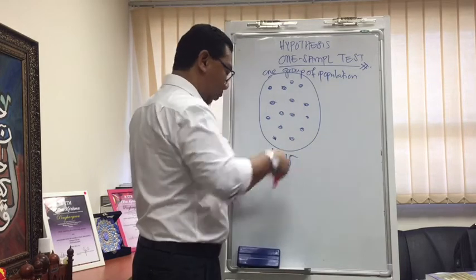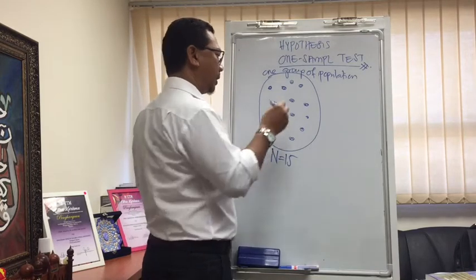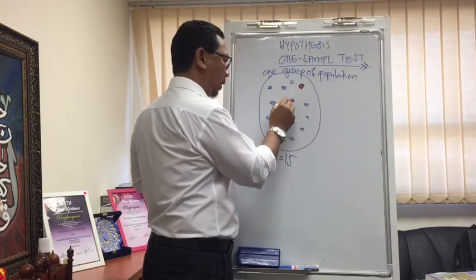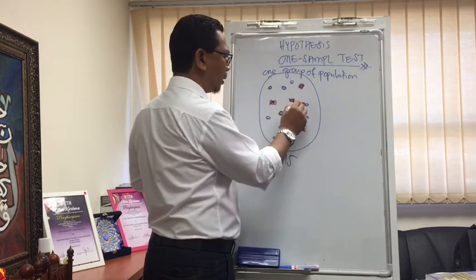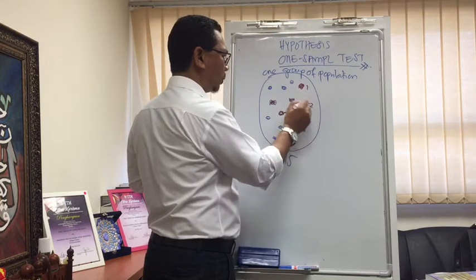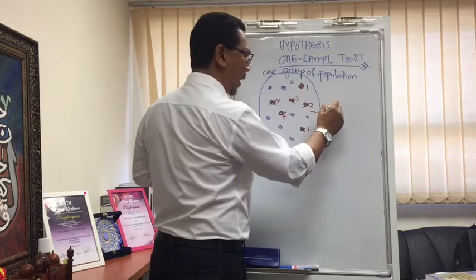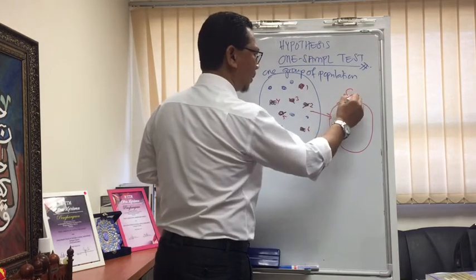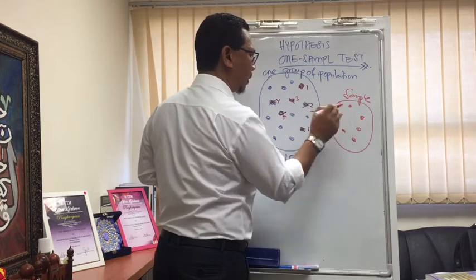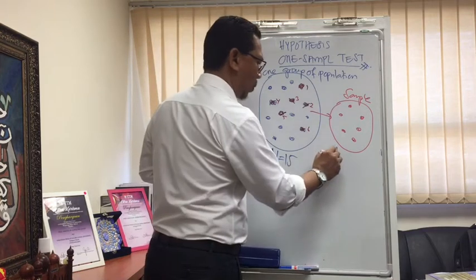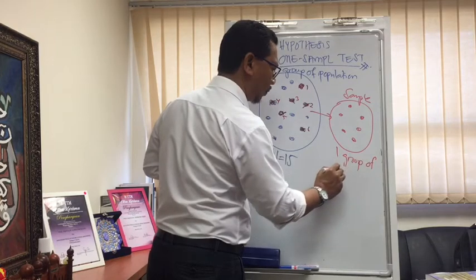So from this one group, we are going to take a sample. Let's say we take this one as a sample, this one, this one, this one, and this one. So we have 1, 2, 3, 4, 5, 6. All these, the red ones, become the sample. One group of sample.